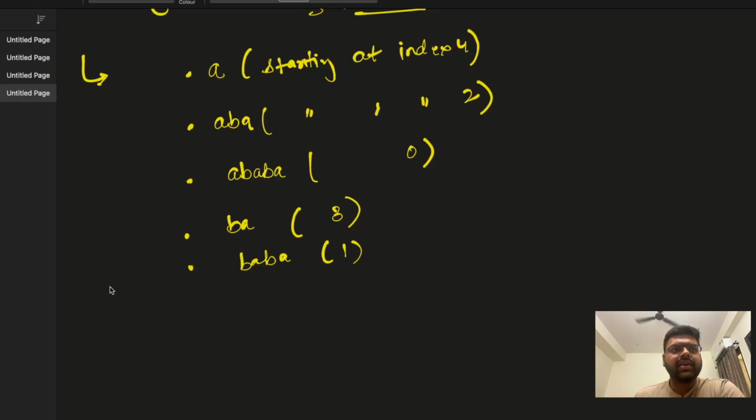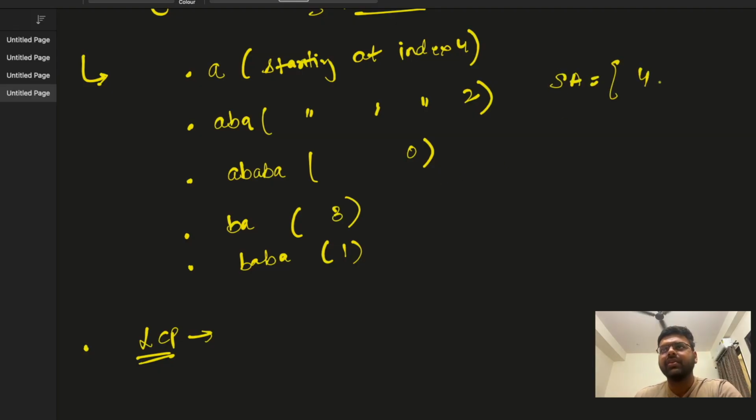Now let's understand what we mean by LCP, the longest common prefix of a suffix array. Let's understand what we mean by a longest common prefix. So if we draw the suffix array of this, the suffix array would be something like 4, 2, 0, 3, 1. It would be telling us the indexes from where my suffixes start.